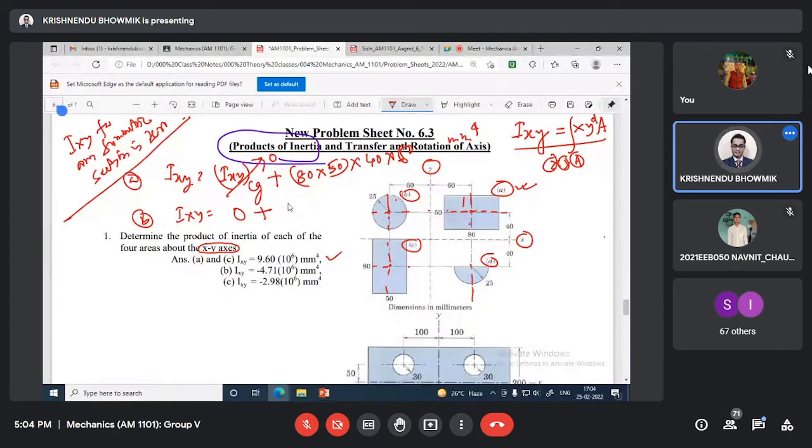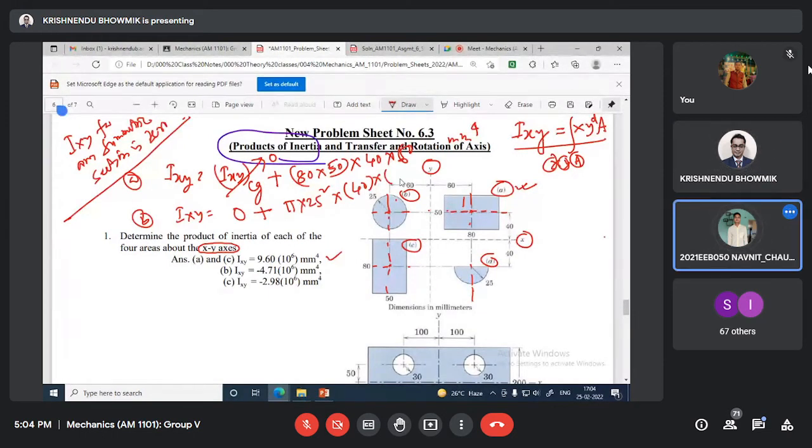its area pi r square, multiplied by distance from x axis 40, and from y axis minus 60. So you will get a minus sign. What does the minus sign mean? Area is positive. Minus sign means x and y axis, one is positive, one is negative.